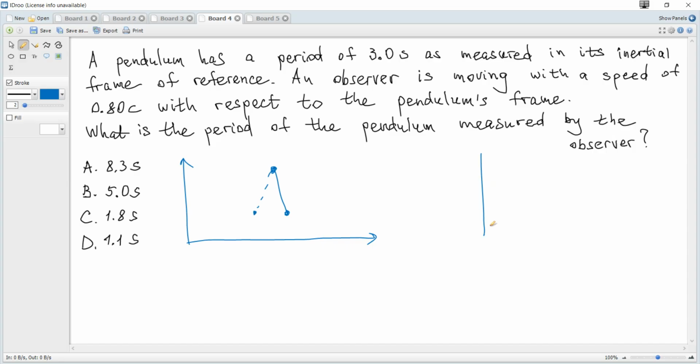and there is another reference frame with the observer. It may be that this reference frame with the observer is moving, but the situation is symmetrical. It may be that this reference frame is stationary, but this is moving. It doesn't matter. And what is proper time interval?